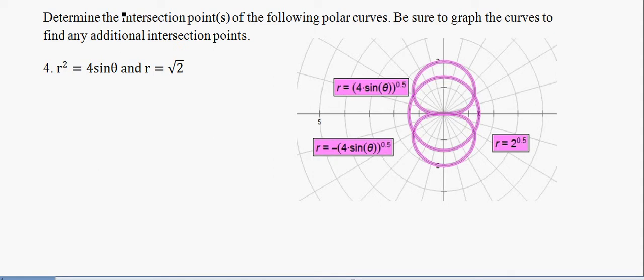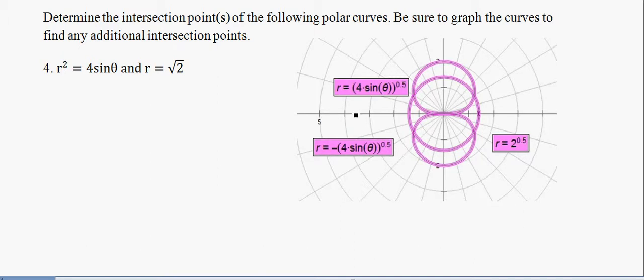Okay, here's the intersection of two polar curves. I have r squared equals 4 sine theta and r equals radical 2, so I have a circle of radius radical 2, which is this one right here. And then this one here, unfortunately with my graphing software, I can't plug in r squared equals 4 sine theta, so I took the square root of both sides and had the positive one up here and the negative one down here. That was just the best I could do.